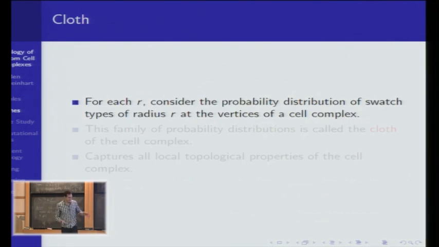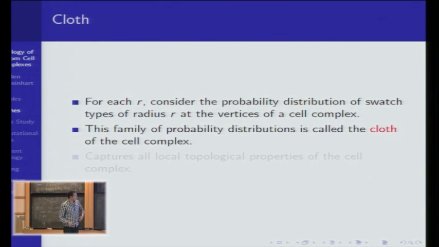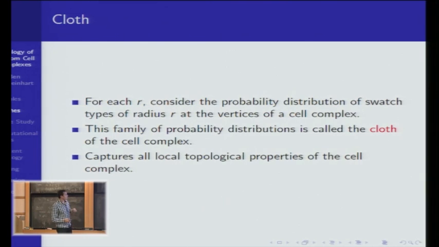Okay. So the idea is we want to look at the statistical topology of a cell complex via these swatches. We can't just take a look at a swatch at one vertex. We want to take a look at the swatch at all the 0-cells. So we fix a radius r, and we look at the topological configuration, the swatch of radius r, at each 0-cell of our cell complex. This gives us a probability distribution of local topological configurations. The family of probability distributions is what we call the cloth of the cell complex. You can let r vary and you'll get more and more information. The cloth captures all local topological properties of the cell complex. And the idea is to then look at statistics on the cloth to compare different cell complexes.